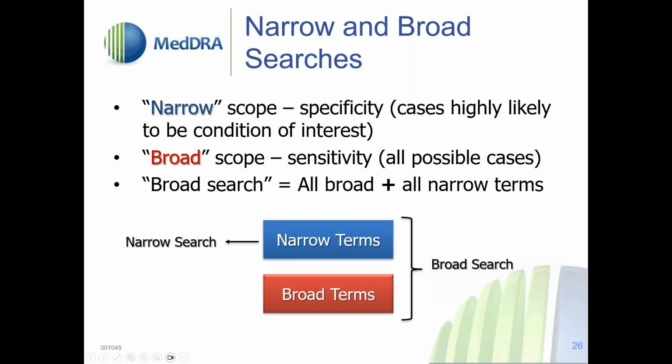But then it's very important to understand that if you want to run a narrow search, you take the narrow terms, which is quite well understood. But if you run the broad search, by convention, you always take the narrow and the broad terms, which makes a lot of sense because you're interested in a topic, and that topic is best described by the narrow terms. So running a broad search without the narrow terms, you would miss all the relevant cases, right? So if you run a broad search, include all the narrow terms and all the broad terms.